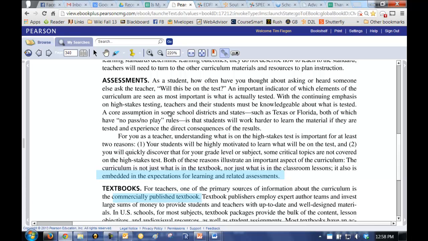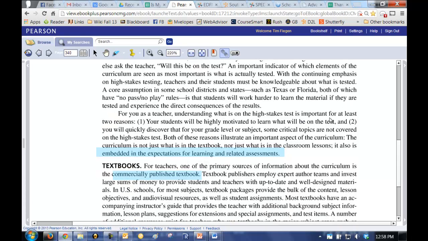A core assumption in some school districts in states such as Texas and Florida is no pass, no play rules. And a lot of our local schools too would say you have to be passing four classes or whatever. So that becomes a little bit of a high stakes thing for the students also. It's important for at least two reasons.